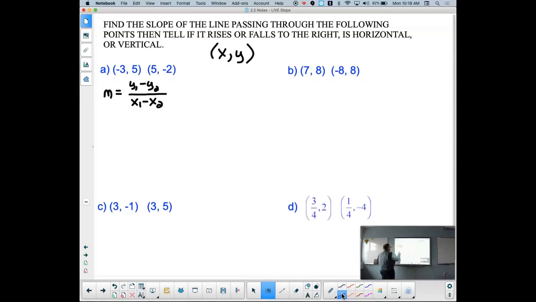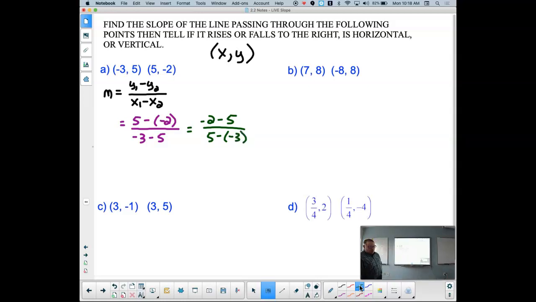So this is going to be 5 minus negative 2 all over negative 3 minus 5. If you want to work left to right, that's fine. If you want to work right to left, that's fine too. If I worked right to left, I'd have negative 2 minus 5 all over 5 minus negative 3. And that works also.